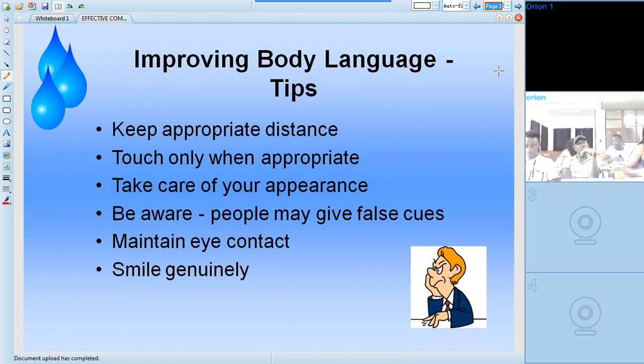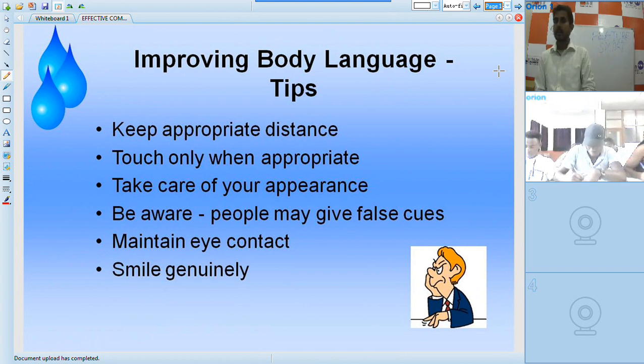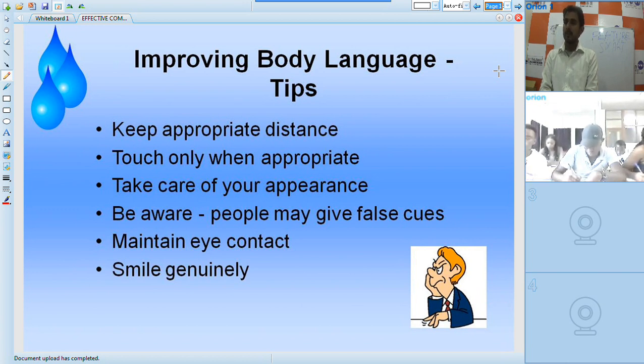These are some tips for maintaining or improving your body language in an organization. Keep an appropriate distance from the communicator or the person to whom you are talking. Touch only when appropriate. Do not touch anywhere while you are communicating with others. Take care of your appearance. Your get-up and grooming must be good while improving your body language.